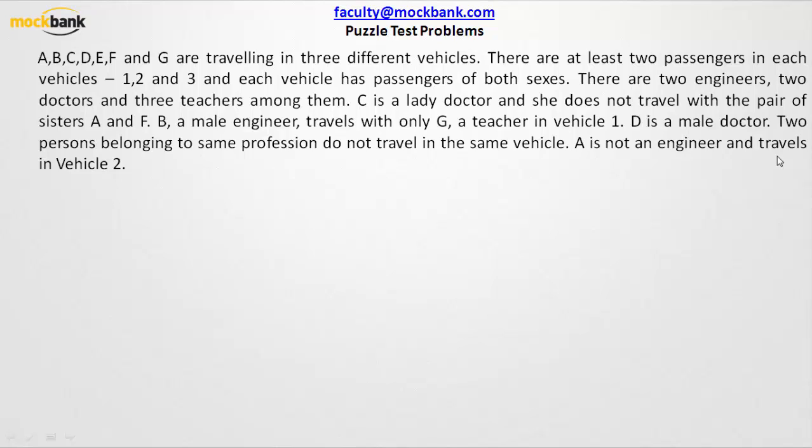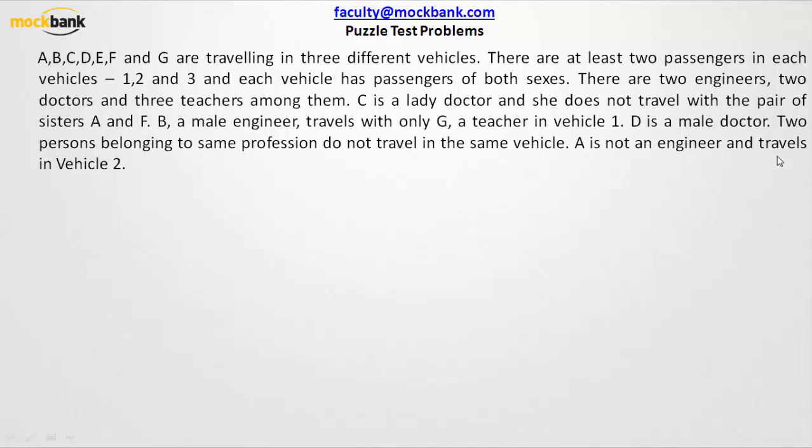Over here it says that A, B, C, D, E, F and G are traveling in three different vehicles. There are at least two passengers in each vehicle 1, 2 and 3, and each vehicle has passengers of both sexes. The moment you read this information, you need to figure out that there are 7 persons, and the problem says that there are at least two passengers in each vehicle. So two vehicles are going to have two passengers, and the third vehicle for sure is going to have 3 persons.